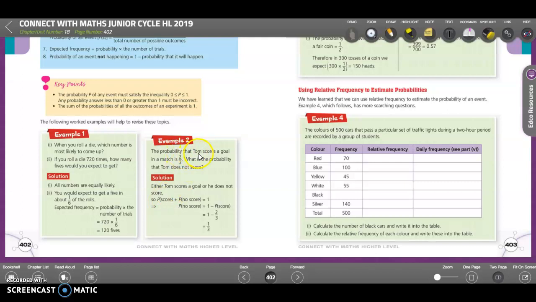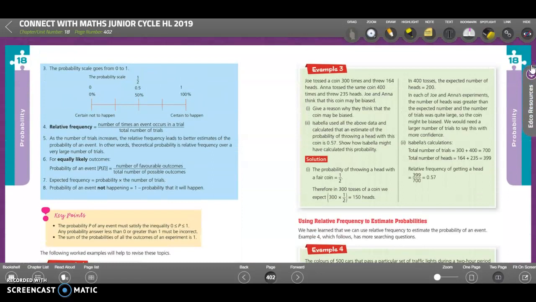Example 2 here, the probability that Tom scores a goal in a match is 2/3. What's the probability he doesn't score? Well, there's only 2 possible outcomes there. He scores or he doesn't. So those 2 outcomes should add to 1. If you add together the probabilities of all possible outcomes, they should add to 1. So 2/3 plus the probability he doesn't score should equal 1. So it's a 1/3 chance that he doesn't score. So the probability of something not happening is 1 minus the probability that it will happen.